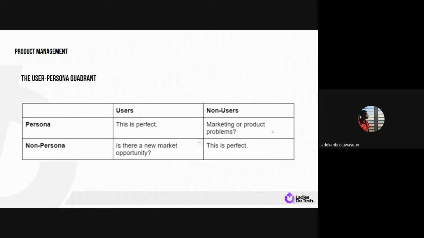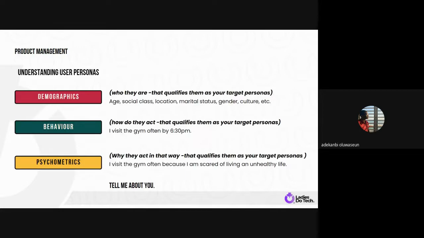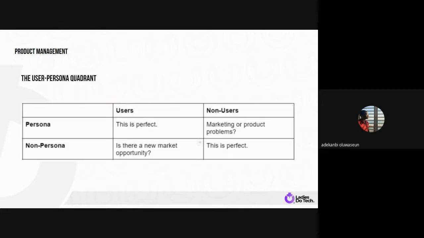We have this table that serves as a guide for you as a product manager, right? We've established who the user is. We have also established who personas are, right? Now, let's merge them. Let's put them side by side and think about what you as a product manager would do, right? Now, in a case where your personas and your users match, I said that's accurate, right?